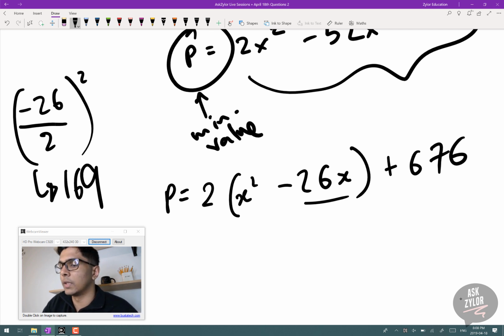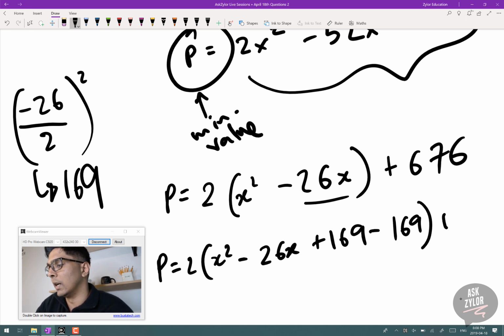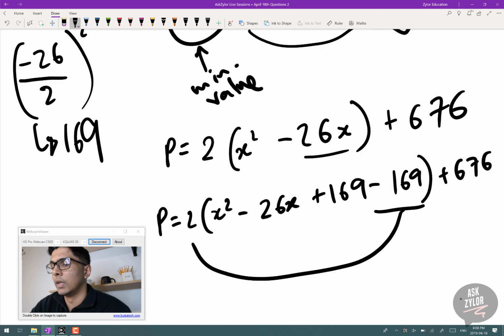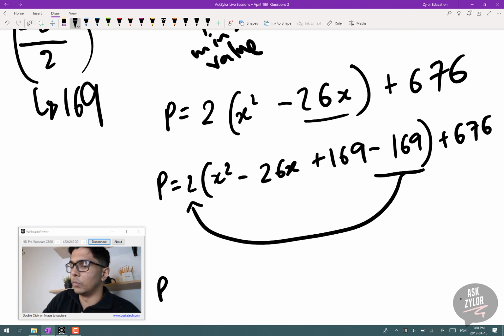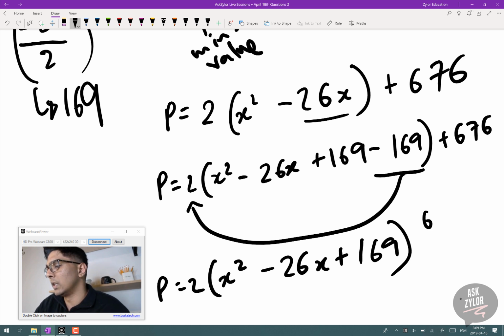So I'm going to introduce a plus and a minus 169. So I have 2 times (x squared minus 26x plus 169 minus 169), and then I have a plus 676 on the outside. So how do I get this into a perfect square? I'm going to get the negative 169 outside by multiplying it by 2. This leaves me with 2 times (x squared minus 26x plus 169), and then I have 676 minus 338.